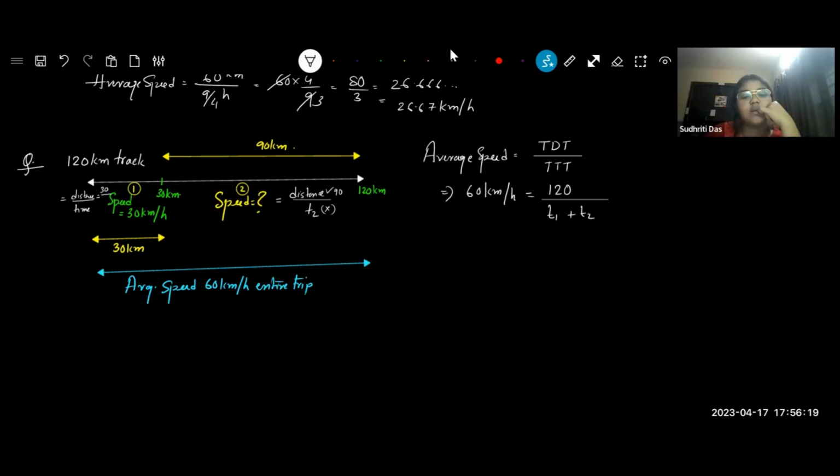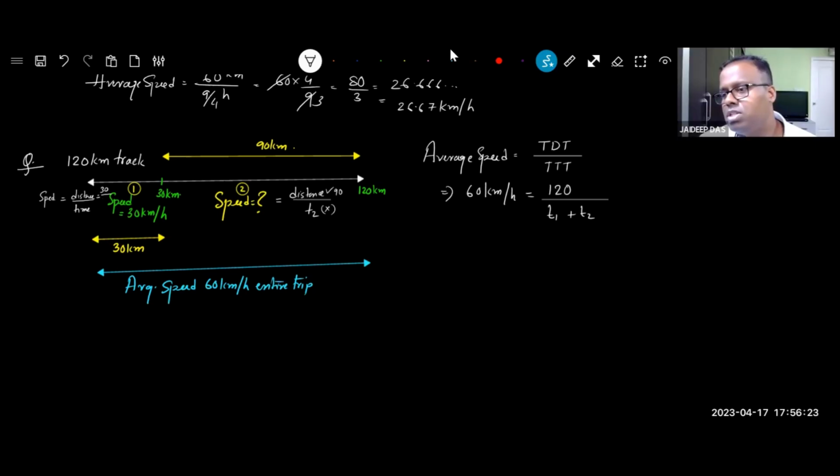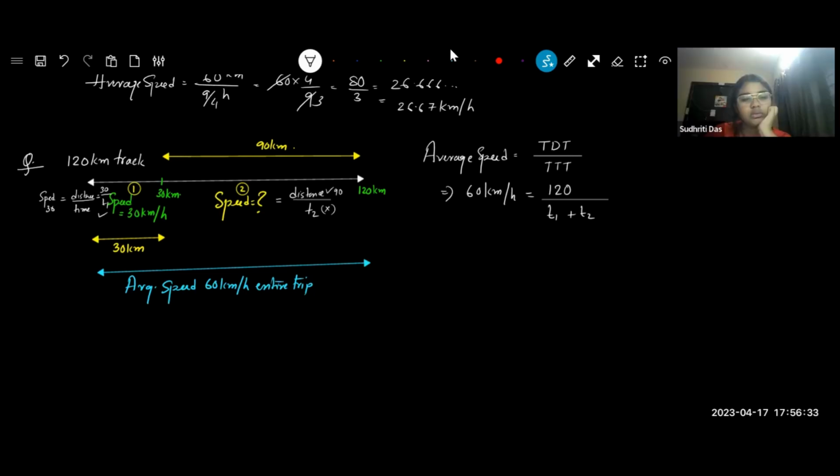Okay, the speed is equal to distance upon time. So do I know this time, T1? I know T1 because I know the speed. The speed is 30. How much should T1 be? 1 hour. Very easy. You are covering 30 kilometers at a speed of 30 kilometers per hour. What do you mean by 30 kilometers per hour? You mean that in 1 hour you are going 30 kilometers. So let's start solving this.